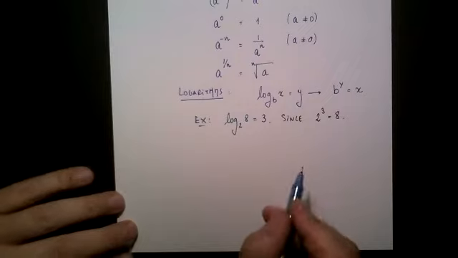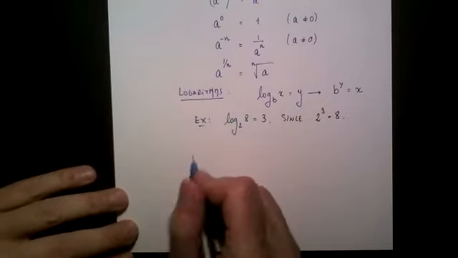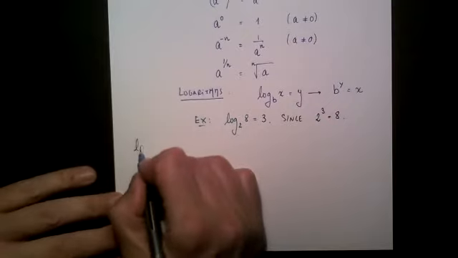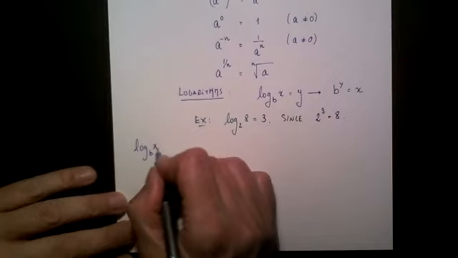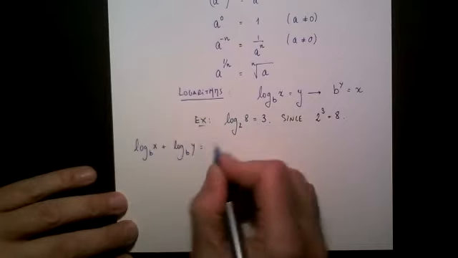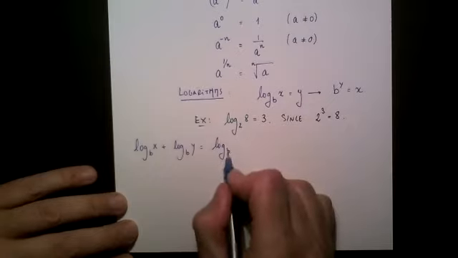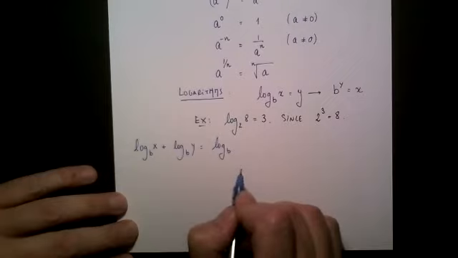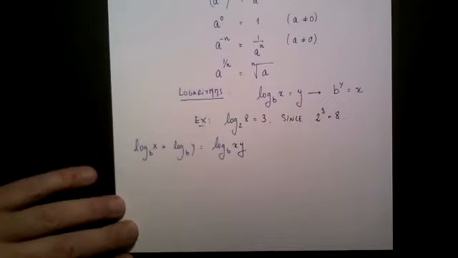And now there are the properties. Okay, there's 4 of them. So log in base b of x plus log in base b of y equals what? Log in base b of x times y. So not log of b, log in base b. Okay, so it's important to say it correctly. Log in base b of xy.